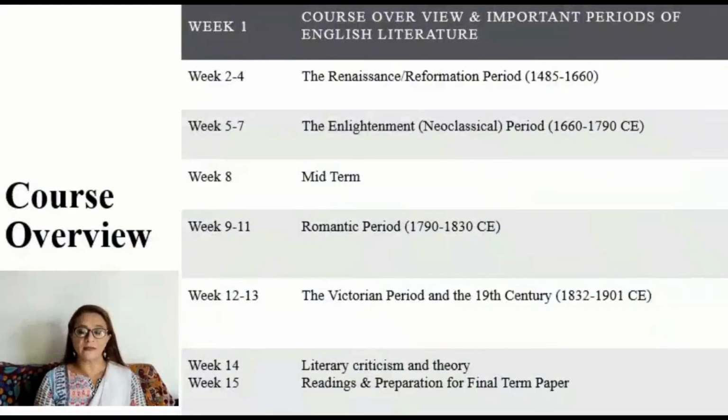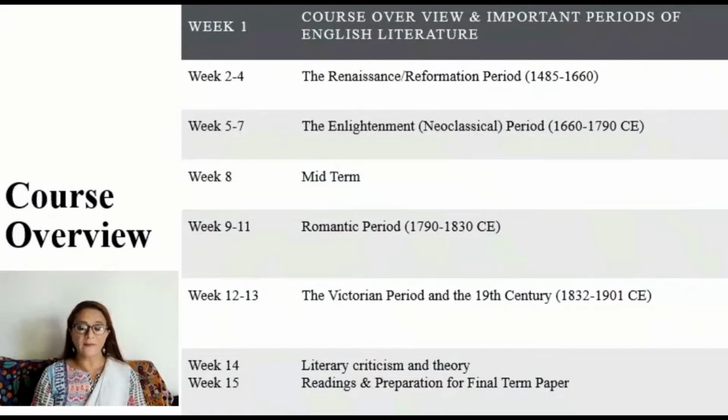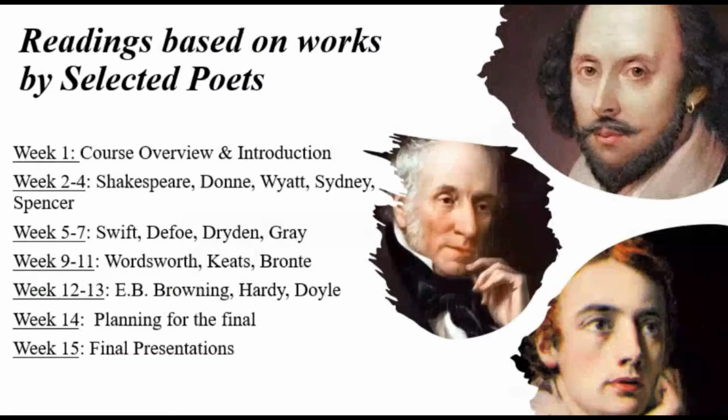There were 4 major historical periods of English literature, and these include the Renaissance or Reformation period, the Enlightenment or Neoclassical period, the Romantic period, and the Victorian period overlapping with the 19th century. The poets that we are going to study during this course include Shakespeare, Spenser, Swift, Dryden, Wordsworth, Keats, Bronte, Browning, Hardy, and Doyle, and we are going to plan the final research paper basing poetry as our primary research.